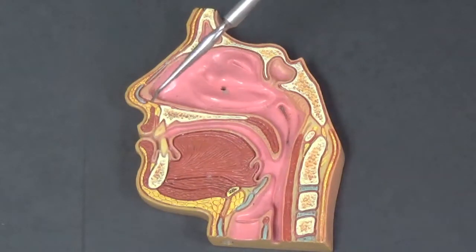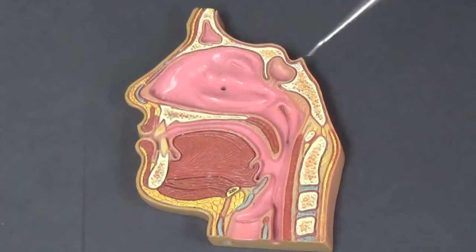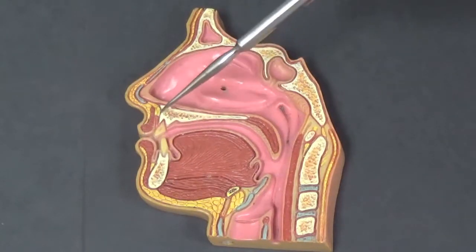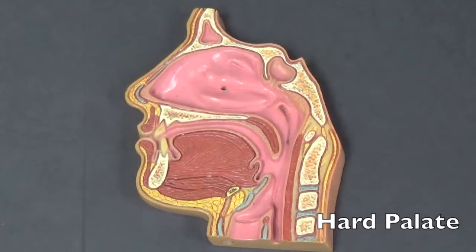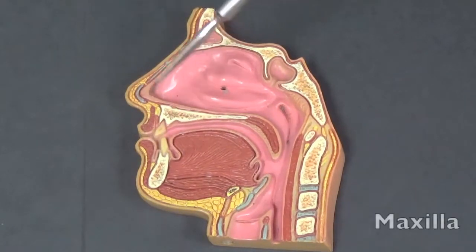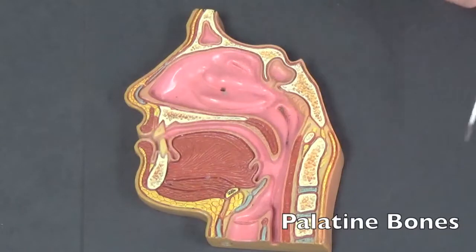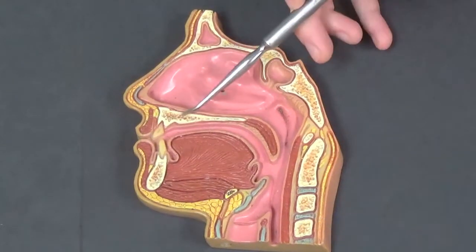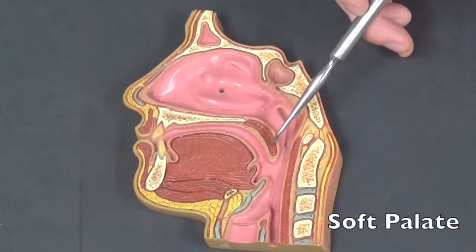Next, just to orient yourself, here are the lips and then the opening to the mouth. This here is the hard palate, so the top of your mouth. The hard palate is made up of two separate bones. The more anterior section is going to be the maxilla, and the more posterior section is going to be the palatine bones. The hard palate continues on and then turns into the soft palate, shown here.